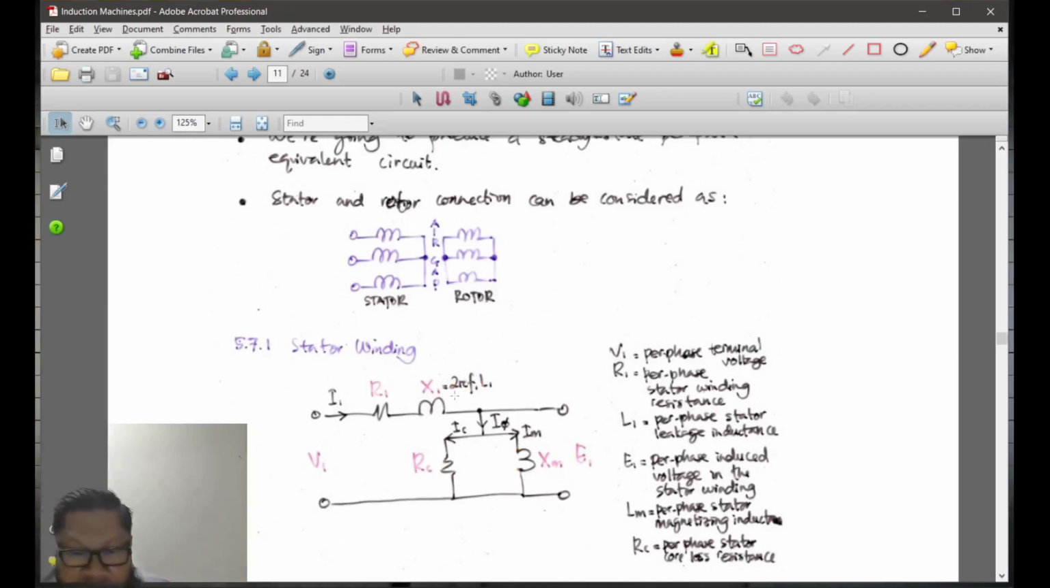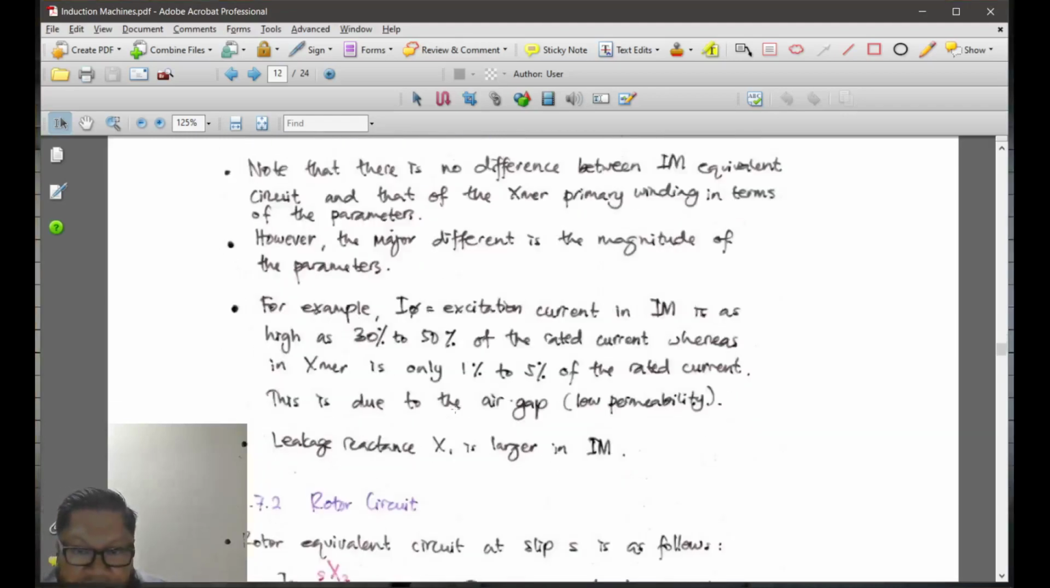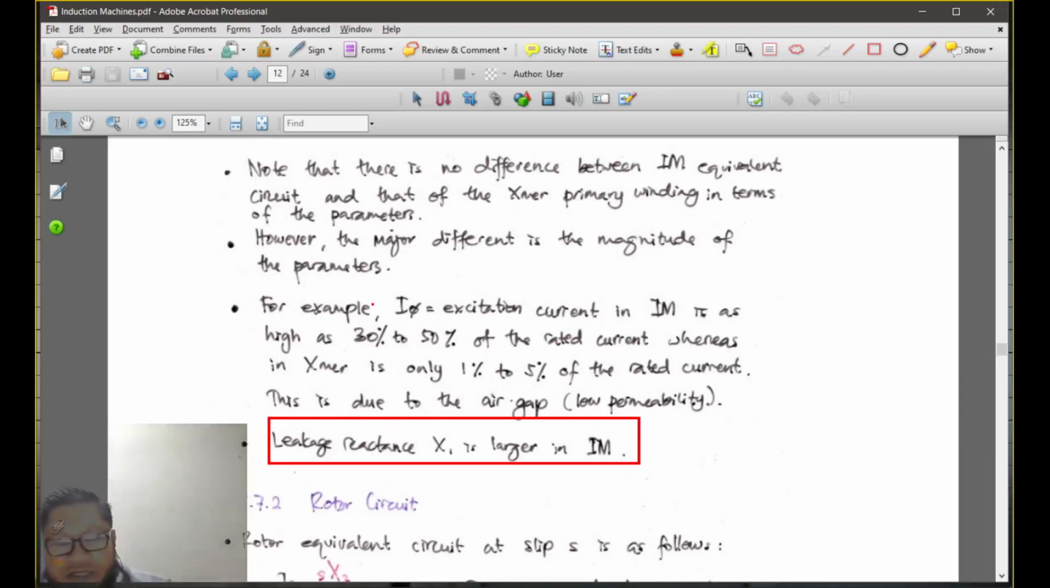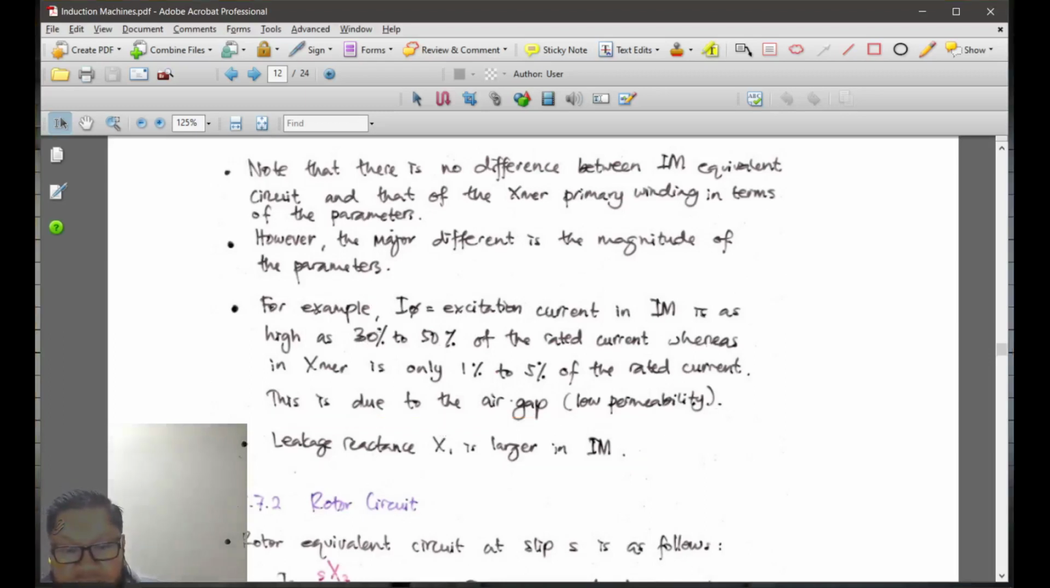And then for the stator winding, there's no difference from that. For example, the magnetizing current is higher, so leakage current is larger in the IM. As mentioned here, the IM magnetizing current is 30% to 50% of the rated current, whereas in a transformer it is only 1% to 5% of the current. This is due to the air gap.